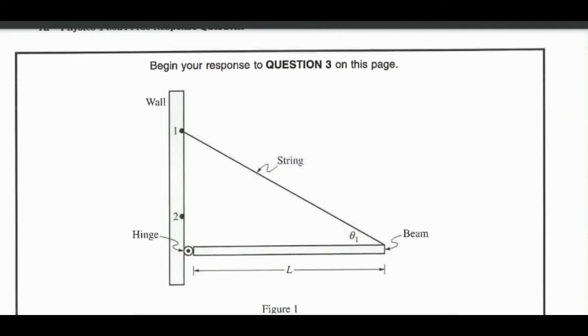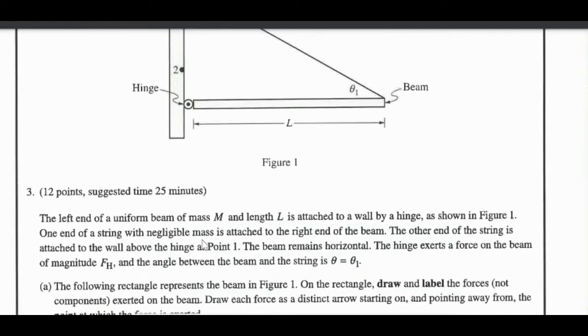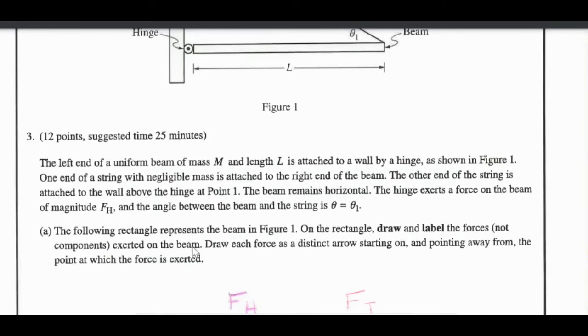In this video, we're going to be taking a look at the 2024 AP Physics 1 exam, the FRQ question number 3. So we have a wall here with a string and a beam, and everything is all at rest. It says the following rectangle represents the beam in figure 1. On the rectangle, draw and label the forces exerted on the beam. Draw each force as a distinct arrow starting on, pointing away from the point at which the force is exerted.